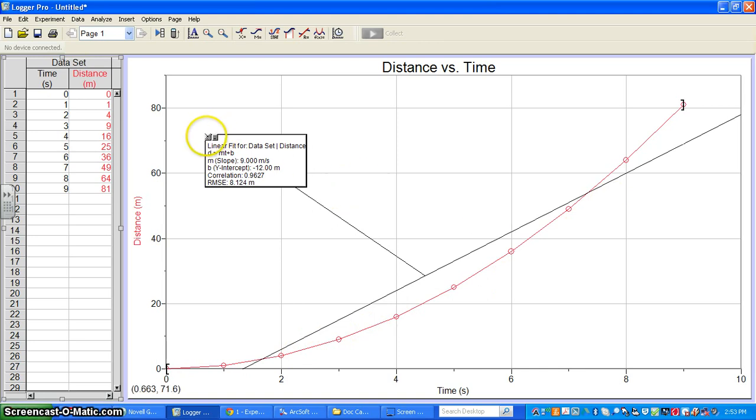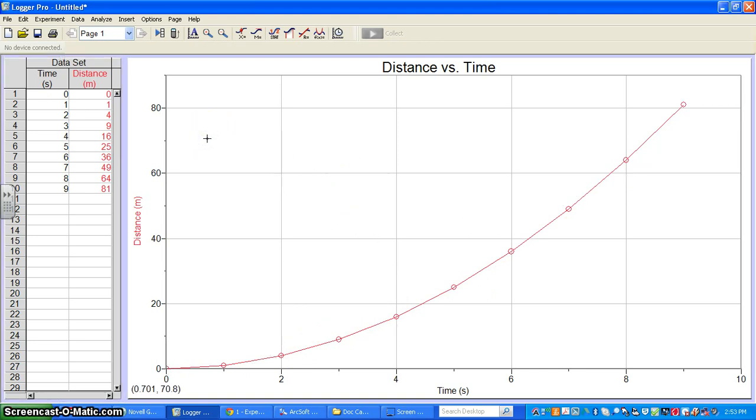Okay, so what do we do if it's not a straight line? Well, we're going to do what's called a calculated column. Here's what we're going to do. Identifying right away that the shape of this graph is an x squared, meaning as time increases, distance increases, but it increases exponentially, what I'm going to need to do here is change time to be time squared.